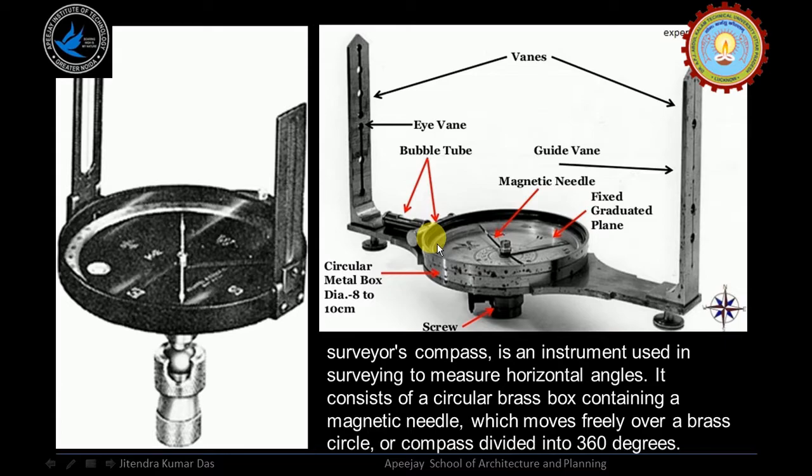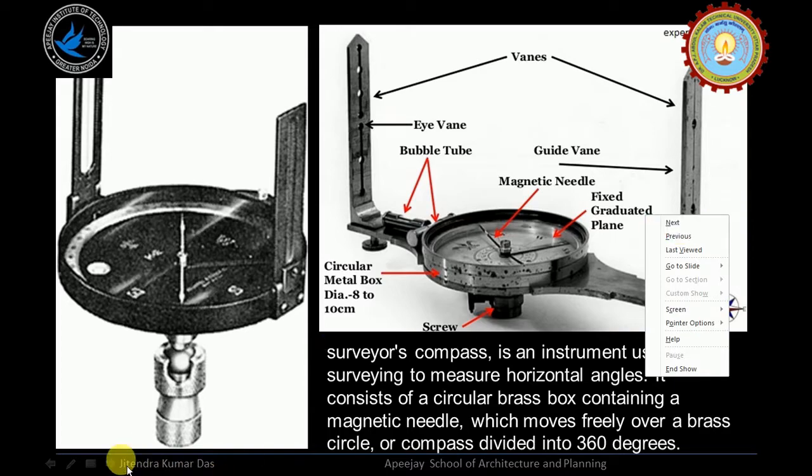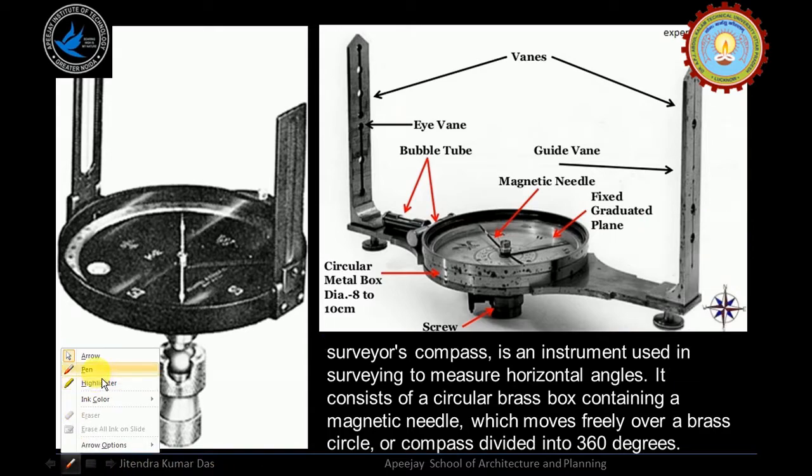Now second is the surveyor compass. It is widely used during surveying. So this was the general construction of our surveyor compass. The surveyor compass is an instrument used in surveying to measure horizontal angles.